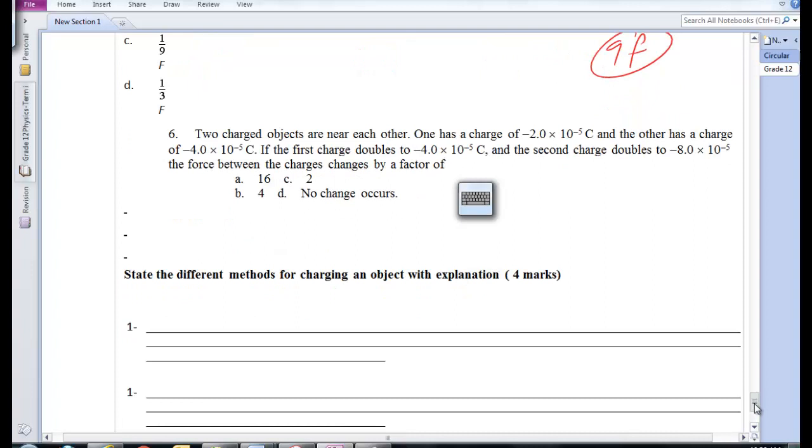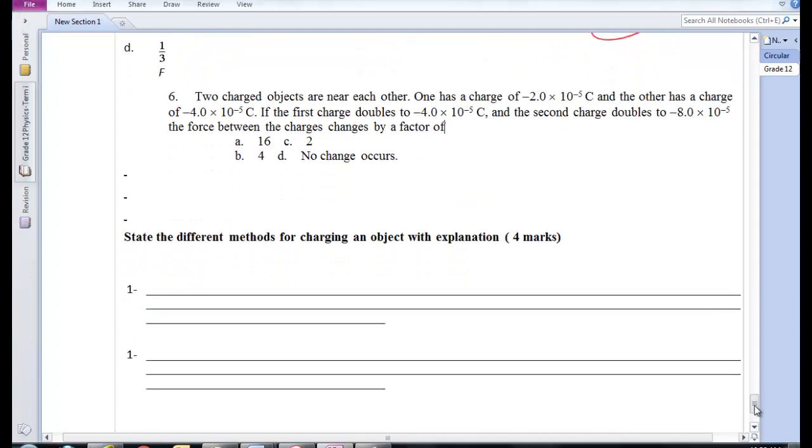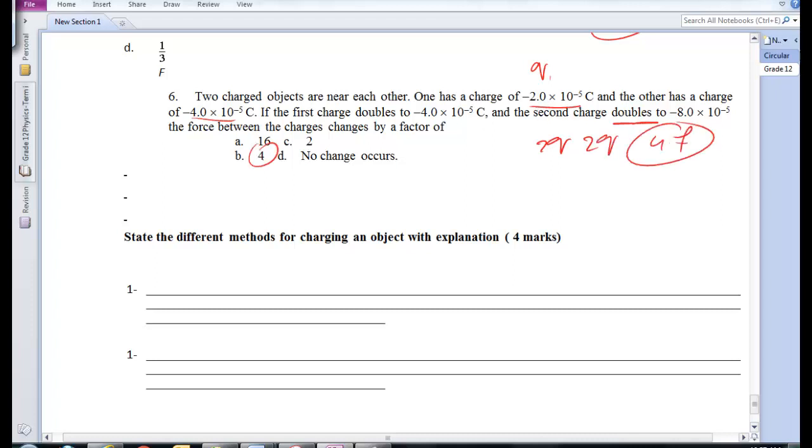Two charged objects are near each other. One of them has a negative charge, and the other has a negative charge also. If the first charge doubles and the second charge doubles, so here Q1 and Q2 are doubled, this means that the force is going to increase by a factor of 4.